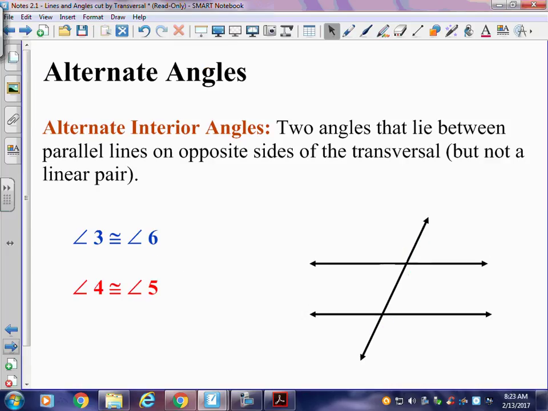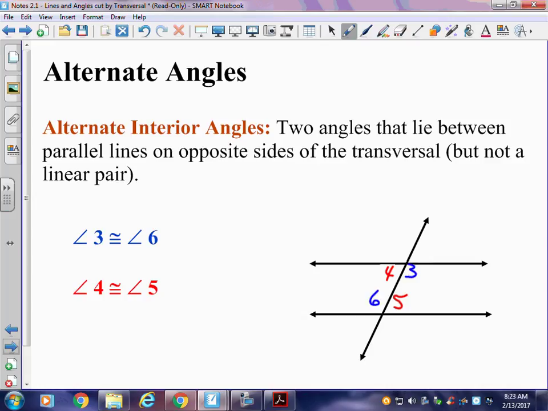Now we have alternating angles. Alternating angles are on different sides of the transversal. They are always congruent, which is what this little symbol here between them means. So if I put in 4 and 5, 4 and 5 alternate. But if I put in 3 and 6, they would alternate the other way.